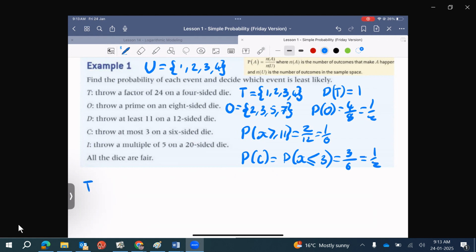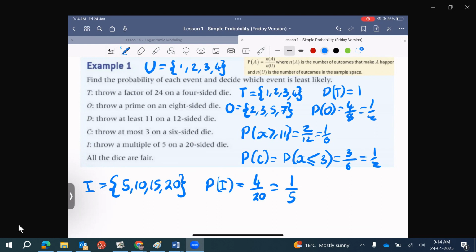I: throw a multiple of 5 on a 20-sided die. So we just do the set to begin with for I. A multiple of 5 would be 5, 10, 15, 20. These are all multiples of 5. So the probability of event I is going to be 4 over 20, which is 1 over 5. All the dice are there.